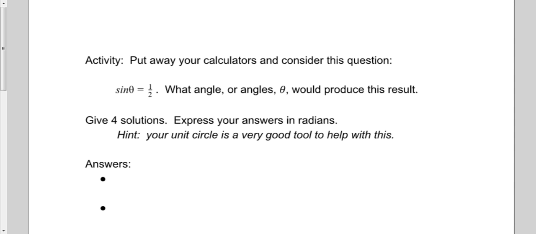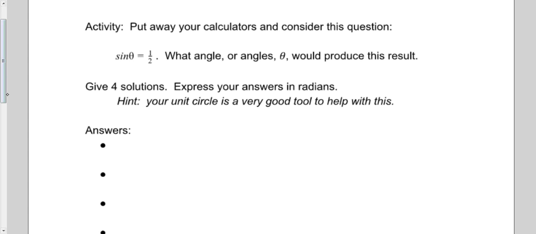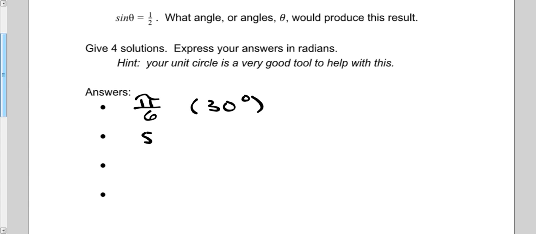All right, so, has anybody got an answer? 30 degrees. Do we know what that is in radians? Pi over 6, right? Pi over 6 is one answer. And that's also 30 degrees. Good. How about another one? 150 in degrees. What is that in radians? 5 pi over 6. Okay. 5 pi over 6. That's 150 degrees.